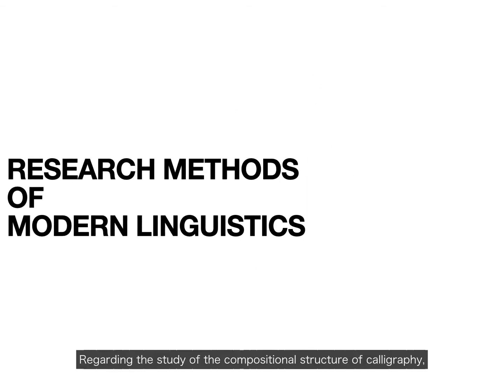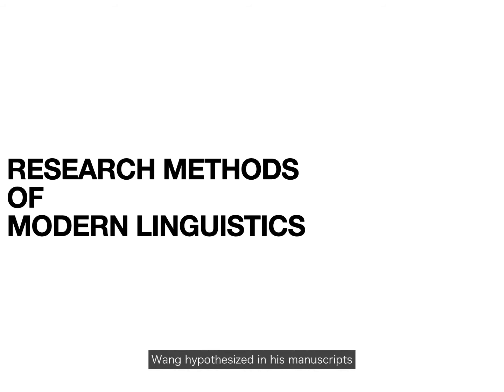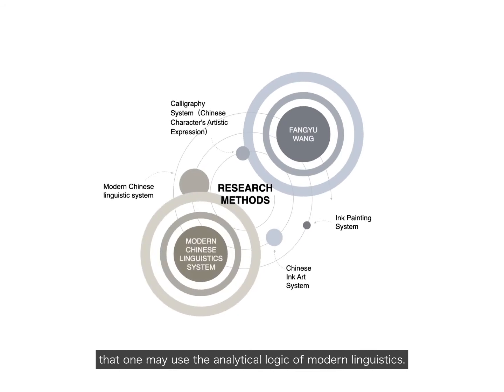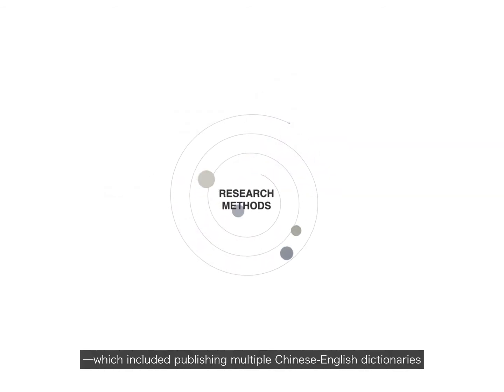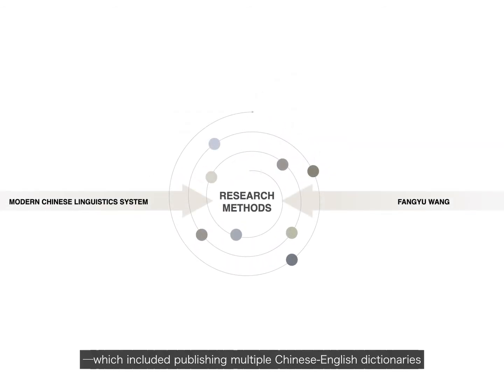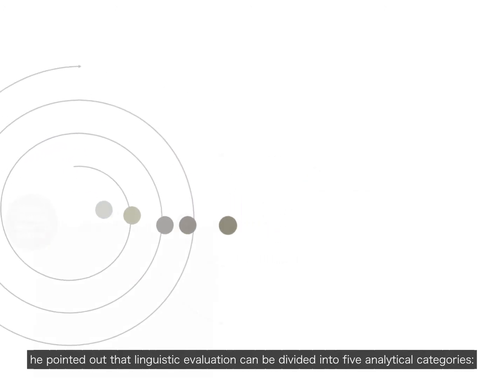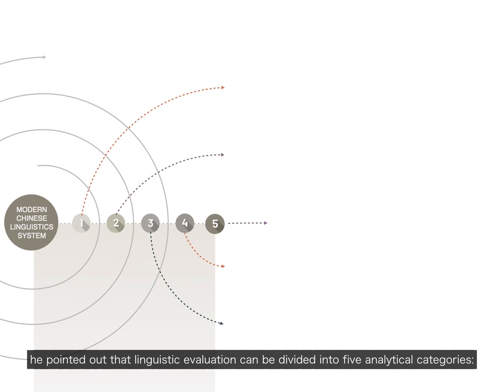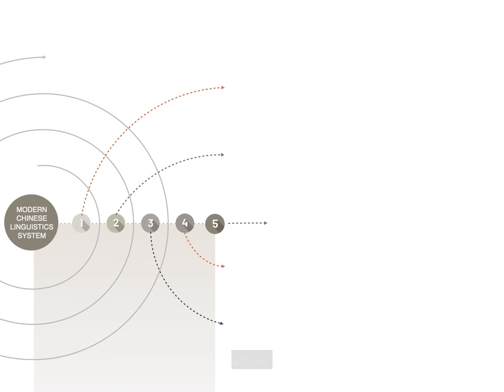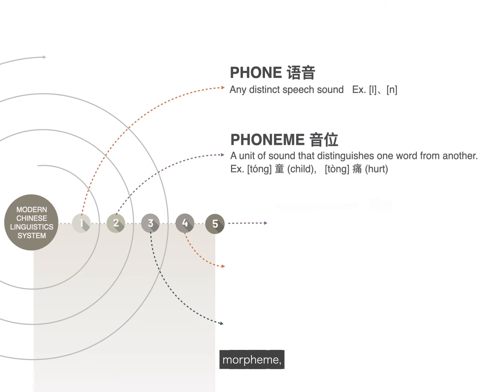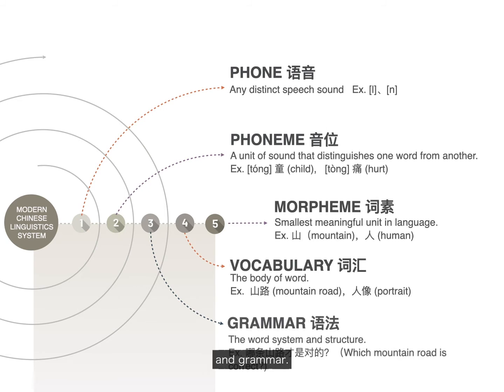Regarding the study of the compositional structure of calligraphy, Wang hypothesized in his manuscripts that one may use the analytical logic of modern linguistics. Based on several years of research experience in linguistics, which included publishing multiple Chinese-English dictionaries and participating in the RCA Corporation's Chinese language project in the 1960s, he pointed out that linguistic evaluation can be divided into 5 analytical categories: phone, phoneme, morpheme, vocabulary, and grammar.